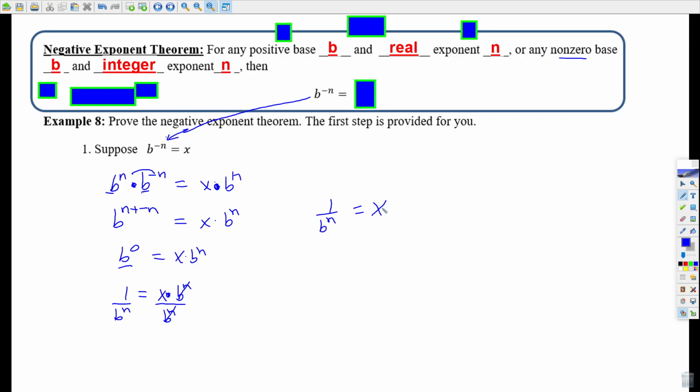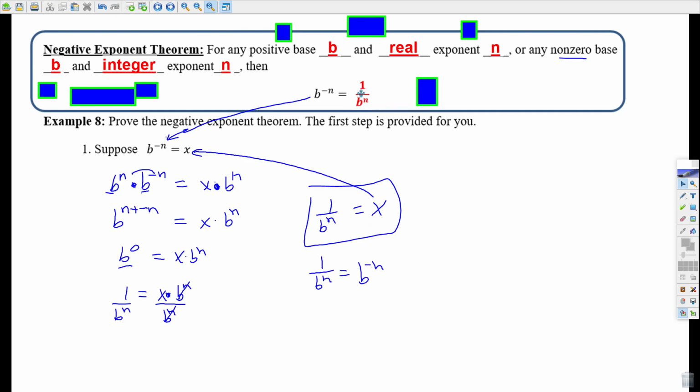Now, who really cares? I mean, what did we even figure out? What we figured out is, if we have this as a statement that's true by doing our proof here, well, what was x originally? You see, x originally was this. x is also equal to b to the negative n. So that must mean that 1 over b to the n is the same thing as b to the negative n. So this is a proof that shows b to the negative n is the same thing as 1 over b to the n.